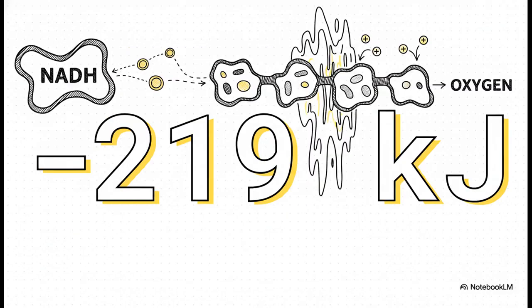Negative 219 kilojoules per mole. I want you to strongly anchor this number in your mind. This is the massive amount of standard free energy released when electrons travel all the way from NADH down to oxygen. Now, if the cell released all this energy at once, in a single massive reaction, most of it would just be lost as uncapturable heat. By breaking the electron transfer into multiple, smaller redox stages across the different protein complexes, the cell minimizes thermodynamic loss and efficiently captures this energy to pump protons.